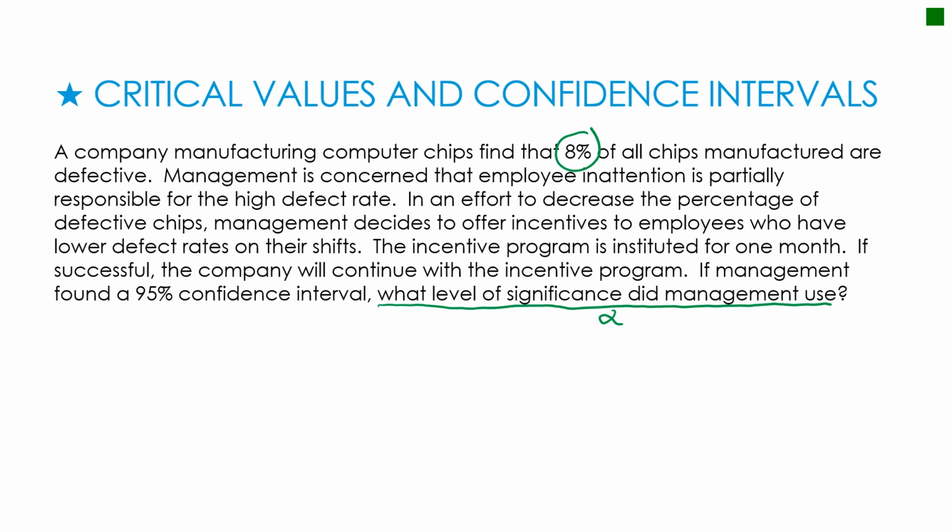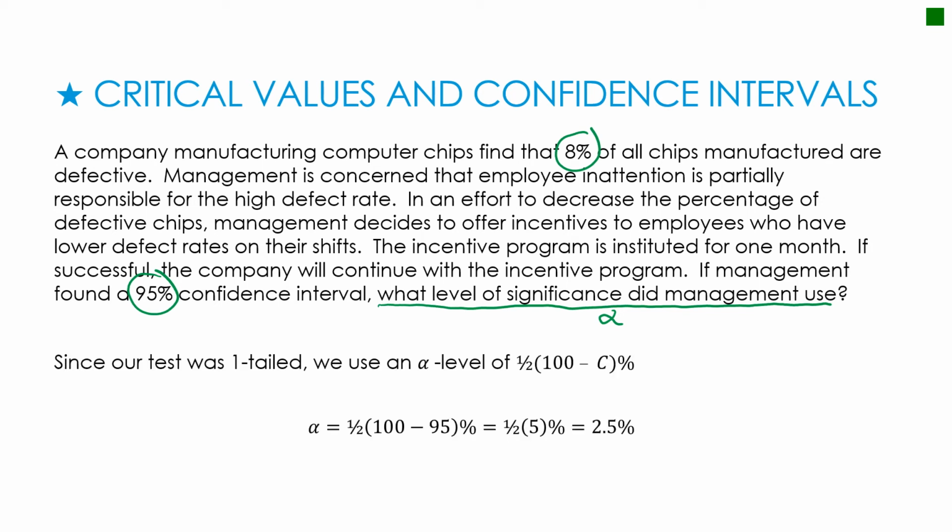Management is concerned that employee inattention is partially responsible for the high defect rate. In an effort to decrease the percentage of defective chips, management decides to offer incentives to employees who have lower defect rates in their shifts. The incentive program is instituted for 1 month. If successful, the company will continue with the incentive program, and if management found a 95% interval, what level of confidence or what level of significance did the management use? So if you feel up to the challenge, press pause and try this question. Otherwise, we're going to go through it together.